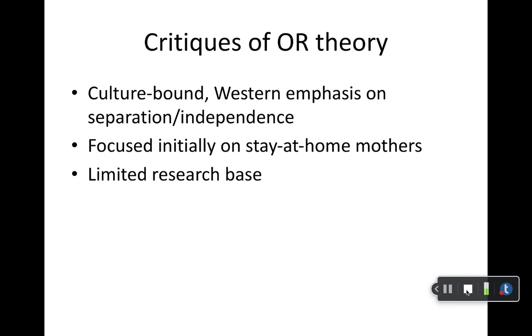And then finally, in terms of critiques, I would say that there's a very limited research base for these theories. With the exception of Mahler, who did a lot of observational studies, most of the object relations theorists did not do their own empirical research, and the theories are speculative in many aspects.